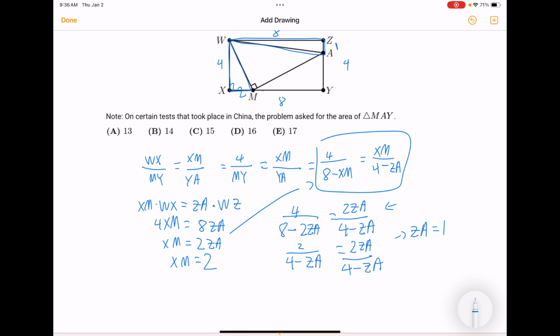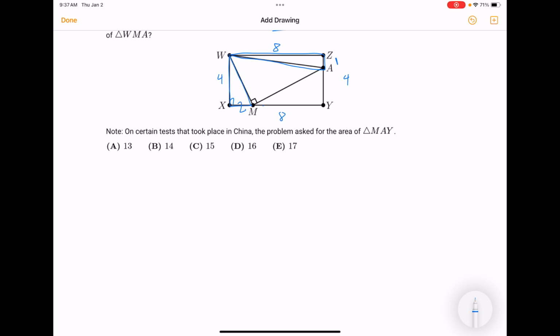And now we're going to find out the area of triangle WMA. So I'm going to use the Pythagorean theorem for this. Starting off with triangle WXM. WM, the hypotenuse, is equal to a squared plus b squared, the hypotenuse squared. So it'd be 2 squared, which is 4, plus 4 squared, which is 16. So this is 20. So WM is the square root of 20.